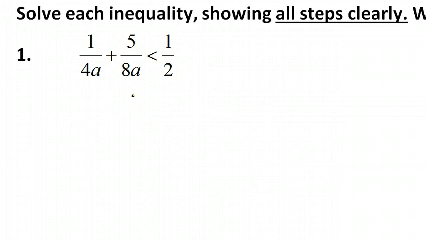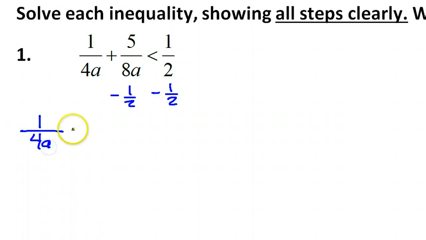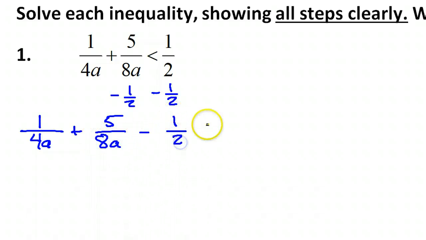Okay, so what you want to do is get 0 on one side. That's going to be our first step. So I'm going to subtract 1/2 from both sides like this. So that's just going to give me 1 over 4a plus 5 over 8a minus 1/2 is less than 0. Okay, so we got 0 on one side. Now I want to combine all of these, so I'm going to need like denominators.